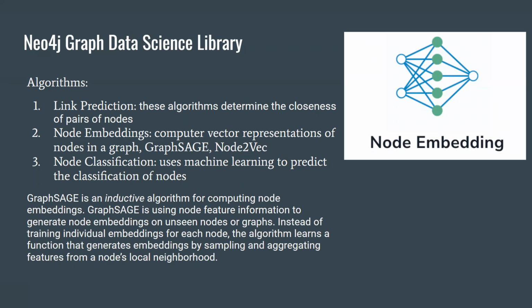One more thing we want to mention here is that GraphSage is an inductive algorithm for computing node embeddings. GraphSage uses node feature information to generate node embeddings on unseen nodes or graphs. Instead of training individual embeddings for each node, the algorithm learns a function that generates embeddings by sampling and aggregating features from a node's local neighborhood. GraphSage is an important part of the example project that we are demoing here using Neo4j.